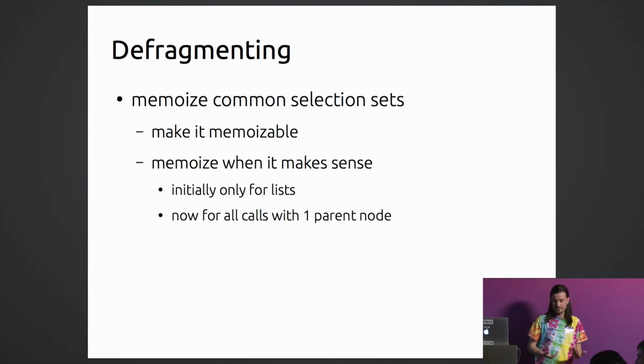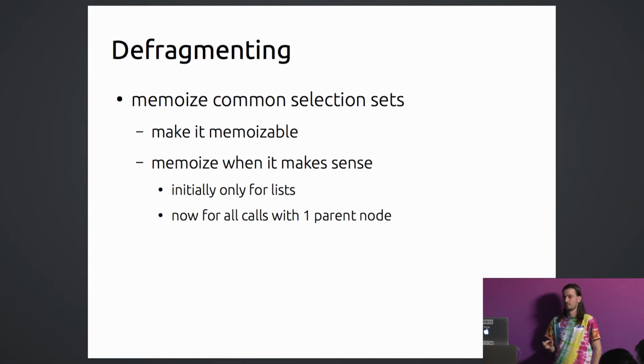So the first idea we had was to just memoize for lists. If we have a list, then the same selection set would be evaluated for every element of that list. So that was a good candidate, and we had some success with memoizing that. But over time, we were actually able to micro-optimize the generation of the cache key even more.